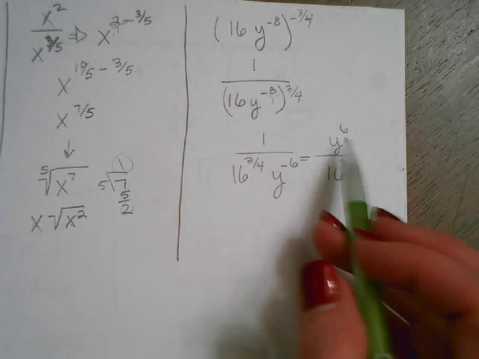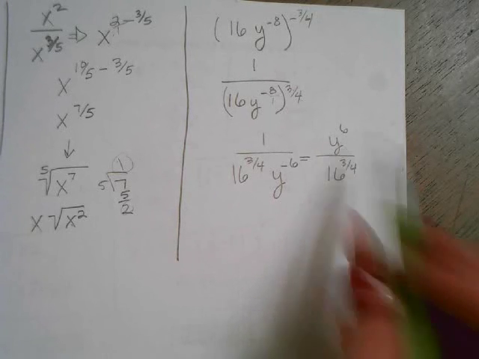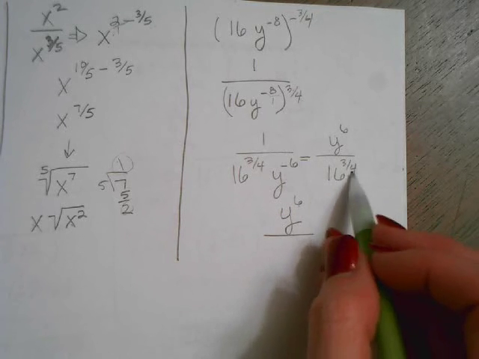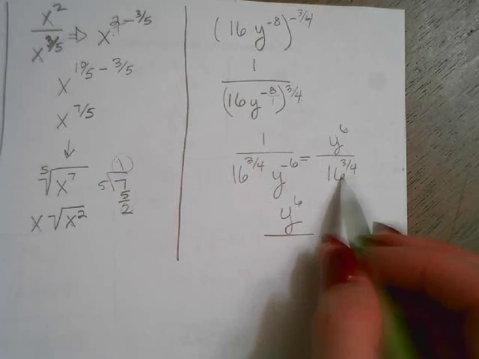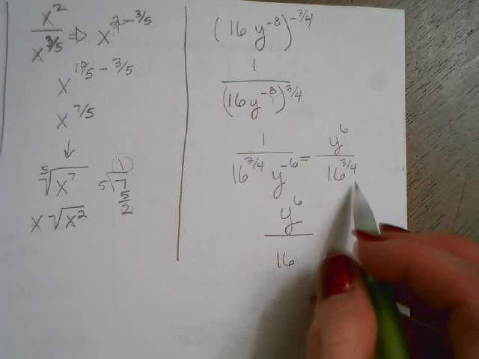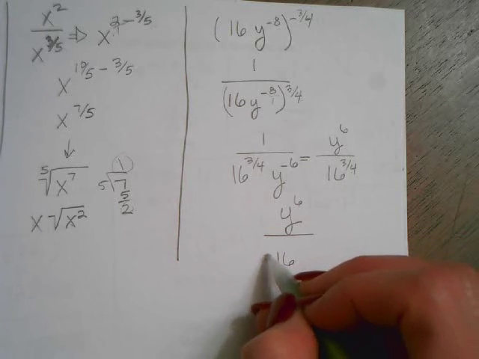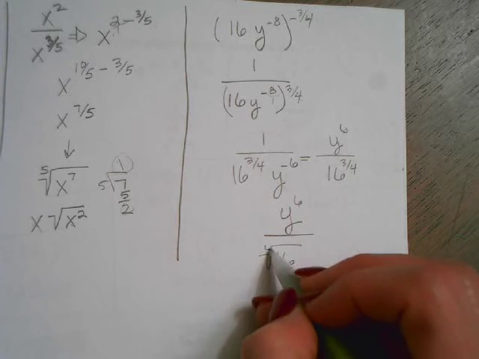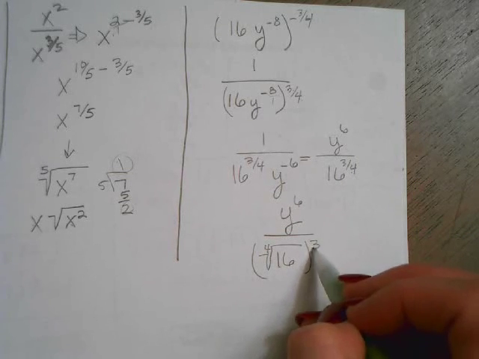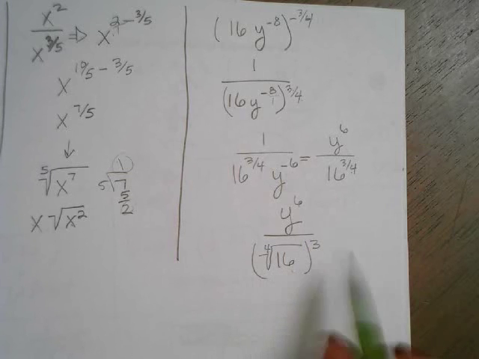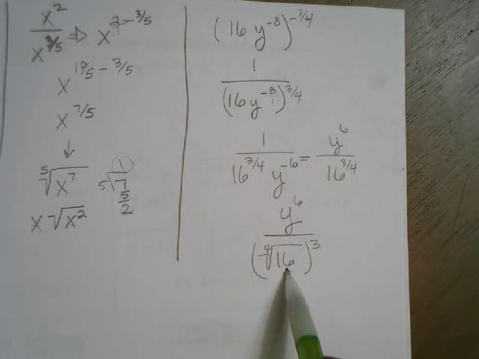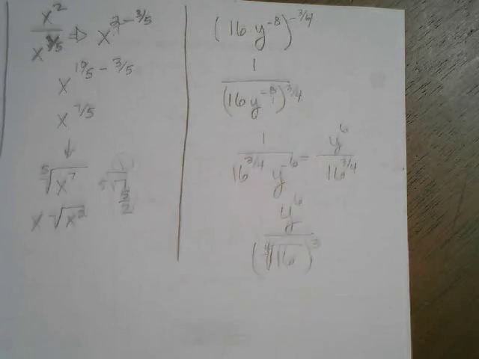Alright, so at this point my y to the 6 stays y to the 6, and I'm going to look at the exponent that I have here. So I'm going to make this a radical expression. That's going to become 16. I'm going to take the 4th root of it first. Remember, the denominator becomes the root, and then I'm going to raise everything to the 3rd power, because when it's a number, it's easiest if you take everything to the power. So I'll take the 4th root of 16 and then cube that.